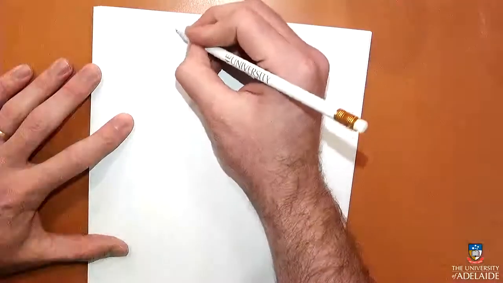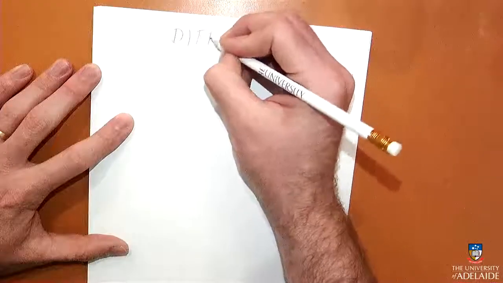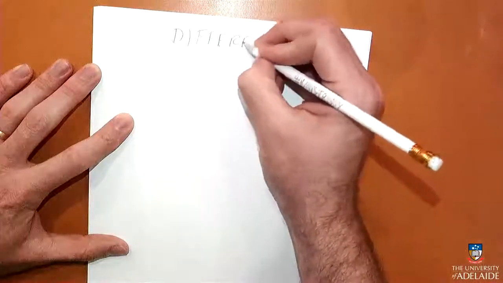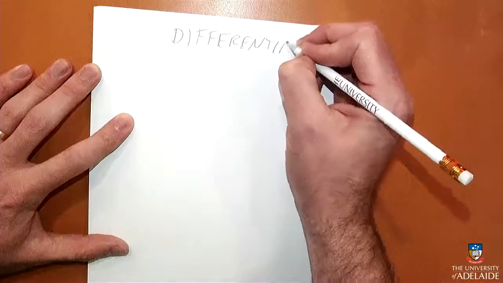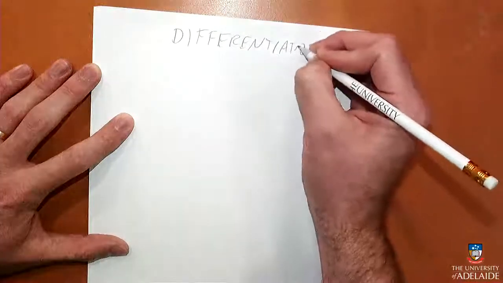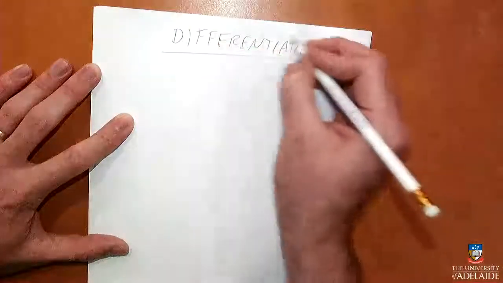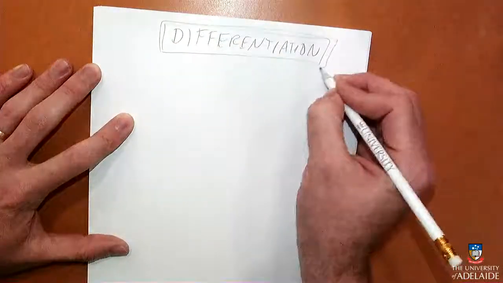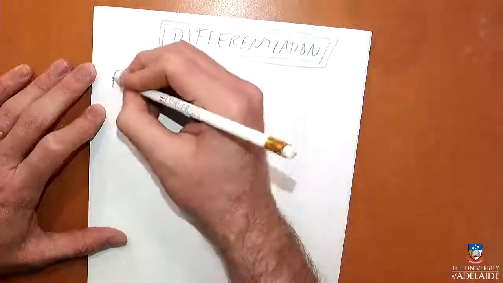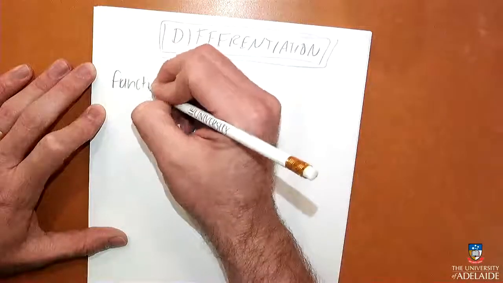So, derivatives are a thing that we do to figure out information about a function. So I'm going to need to start by talking about functions first. Let me just put a big heading first. Differentiation. So let me just start with functions.